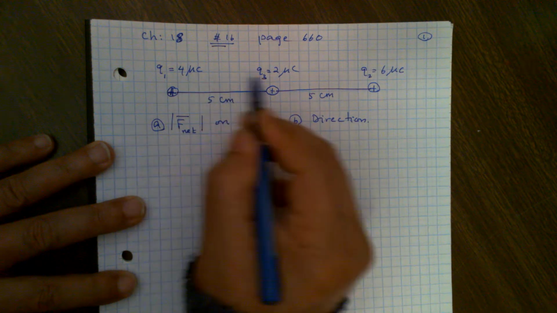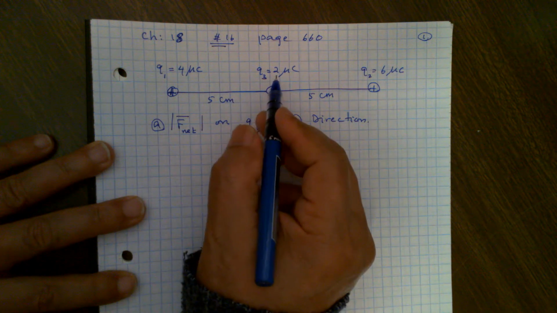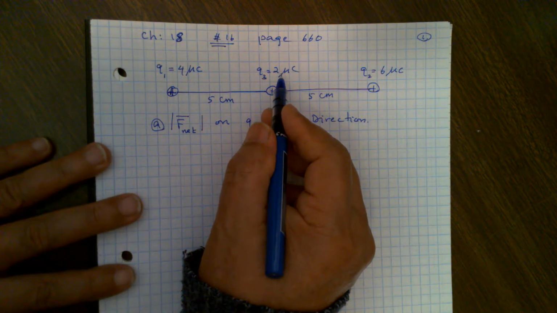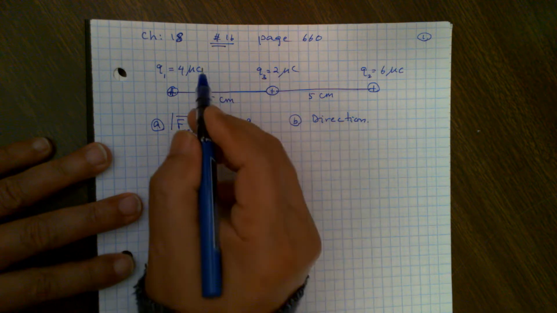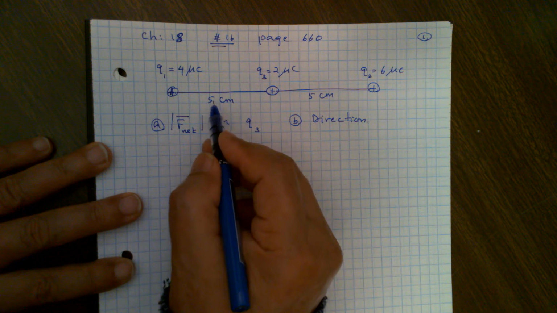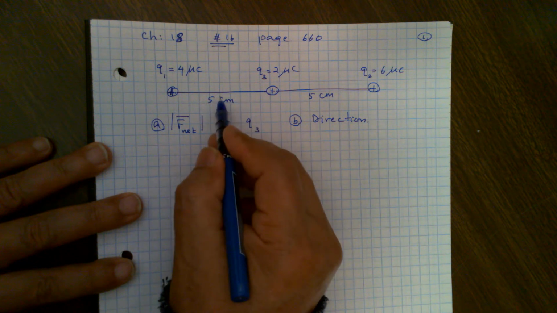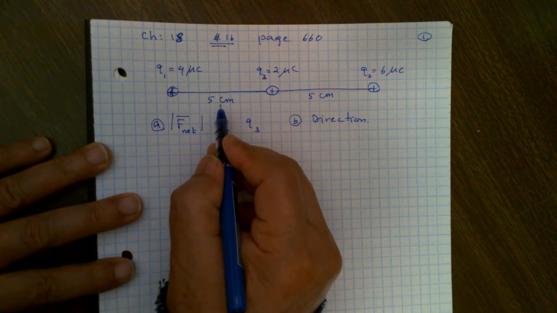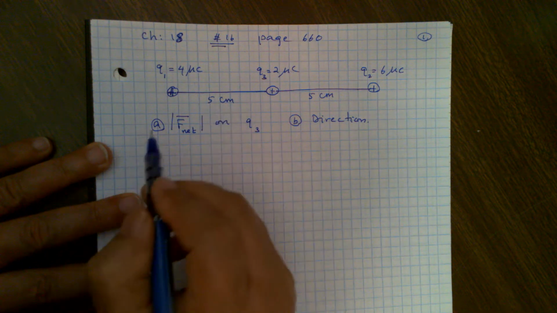When I say microcoulomb, micro means 10 to the power negative 6. Before we had used nanocoulomb, which is 10 to the power negative 9 coulombs. So microcoulomb will be 10 to the power negative 6. And this is 5 centimeters, so we have to convert it to meters. So that means we have to multiply by 10 to the power negative 2 as usual.